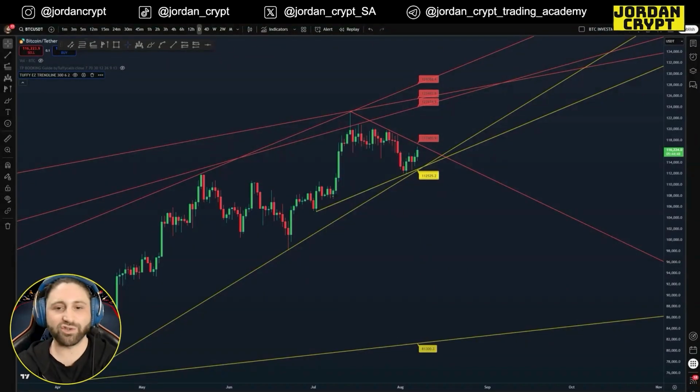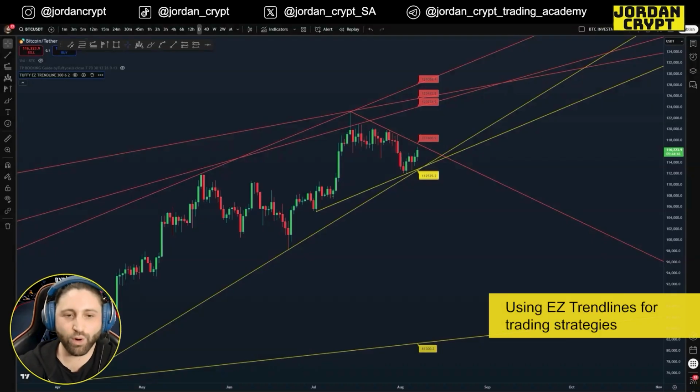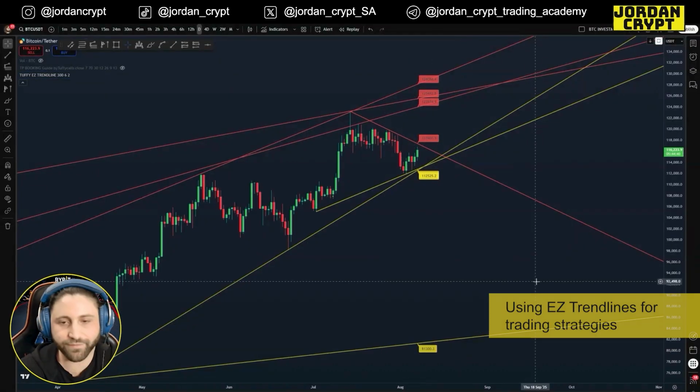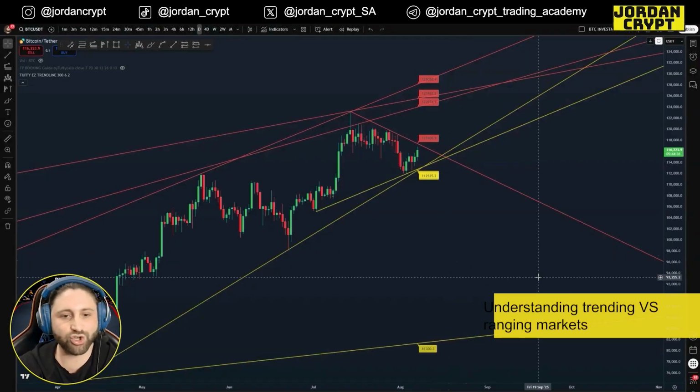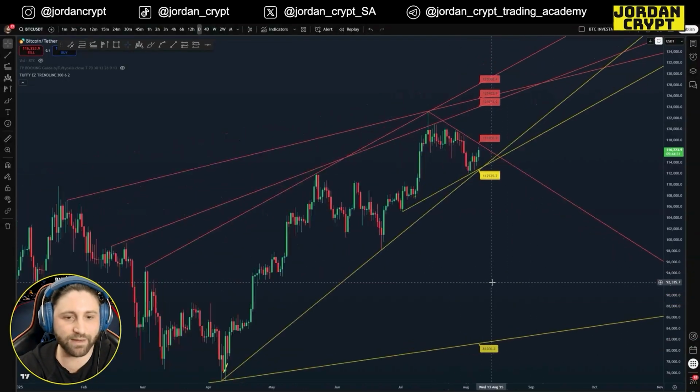So now I'm going to go into how to use this indicator for actual trading strategies. The first one that I would recommend using it for is to understand a trending versus a ranging market. And we're going to skip through some time frames to see this.